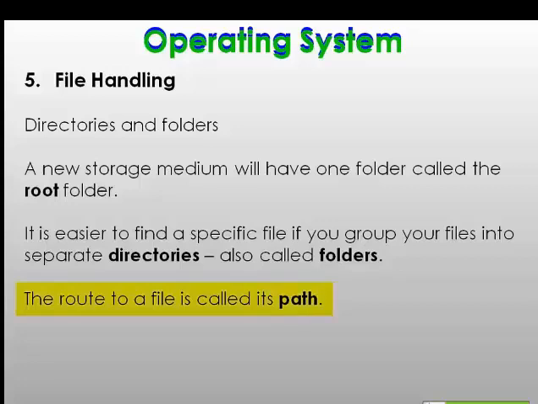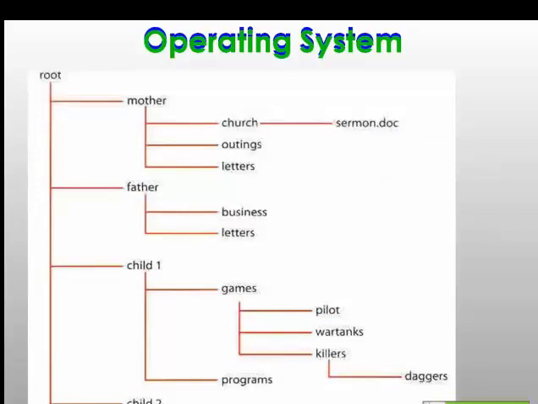The route to a file is called its path. So all the folders that I have to access in order to reach this file are called the path. Let's take this example together. We have the root directory, called the root, and I have a folder inside of it called mother. Inside the mother folder we have the church, and inside it we have a file called sermon, which is a word processing file because it is .doc. So the path to reach sermon is root, mother, church, and then we reach the file.